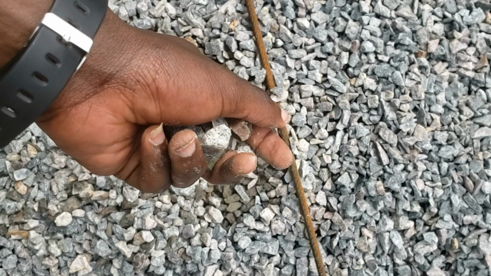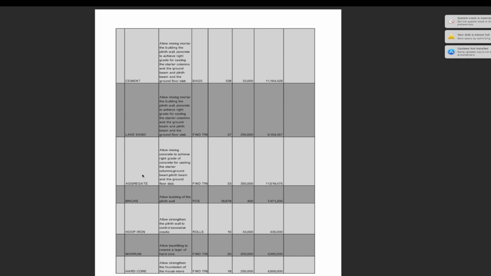We also bought aggregate. Aggregate was for mixing all concrete works that were in the substructure. The concrete works included the foundation pad footing casting, the starter columns casting, the plinth beam and the ground beam casting, and the ground floor slab. So we bought 33 forward trips, and each forward trip cost us 350,000 shillings, and that amounted to 11,519,400 shillings.